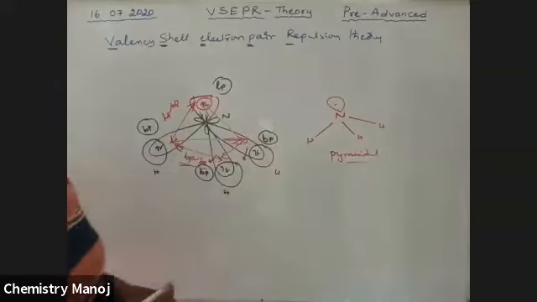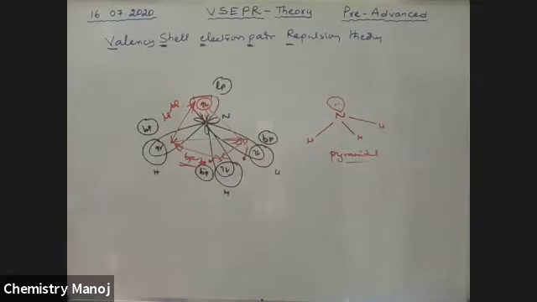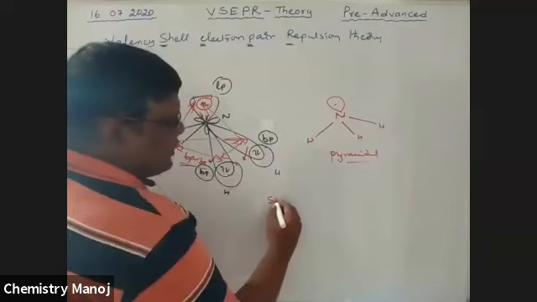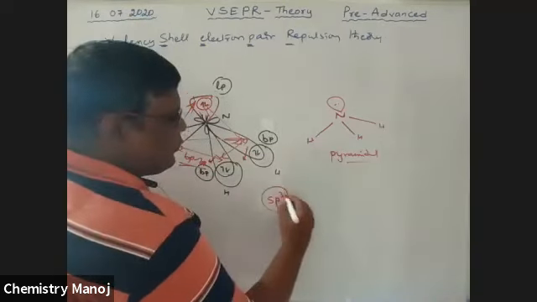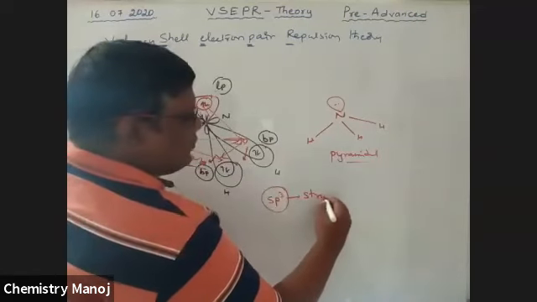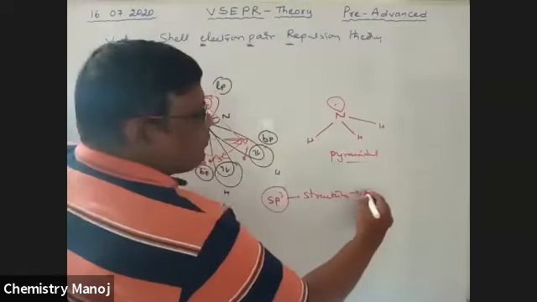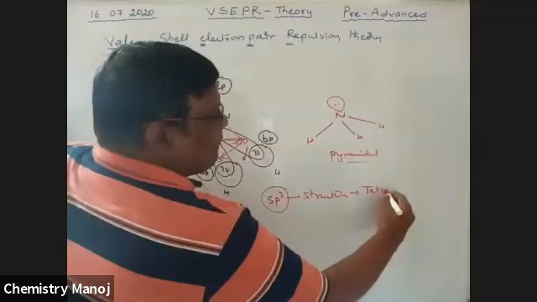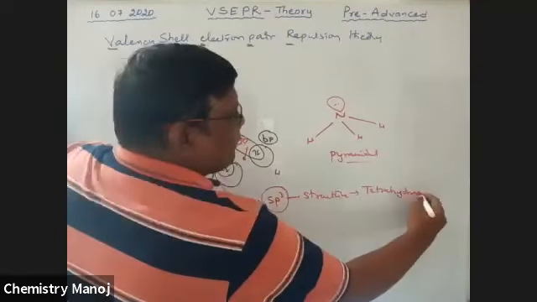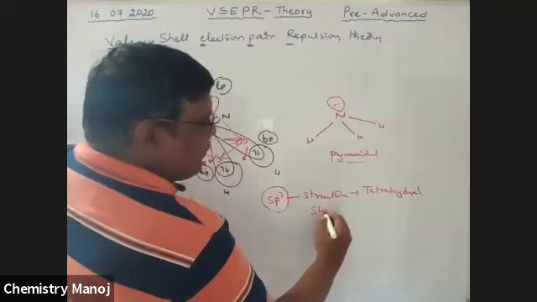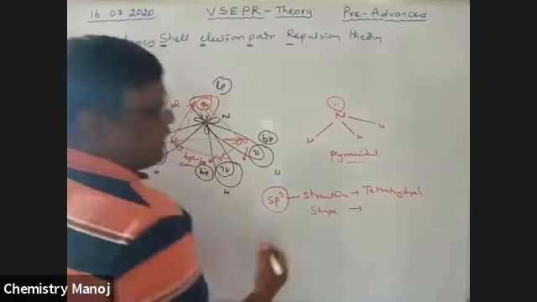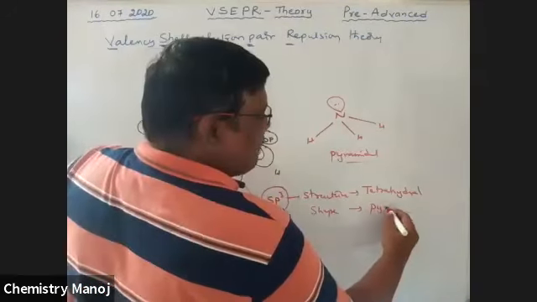Why does this go to pyramidal, not tetrahedral? Because of repulsion. These repulsions dominate the structure. Actually, in ammonia the hybridization is sp3. Its structure is tetrahedral, but its shape deviates from that structure and is pyramidal.